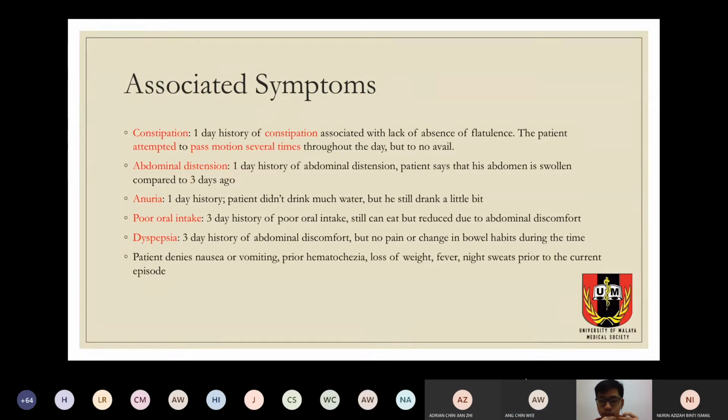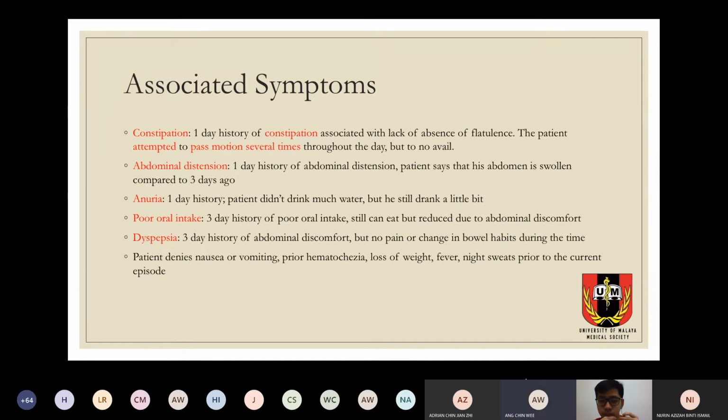Poor oral intake is about 3 days. He could still eat, but it's reduced due to abdominal discomfort that he described as fullness, but no pain or change in bowel habits until 1 day ago, when he couldn't pass motion. He denies any nausea, vomiting, prior hematochezia, no loss of weight, no fever, no night sweats. Okay, so those are the associated symptoms.